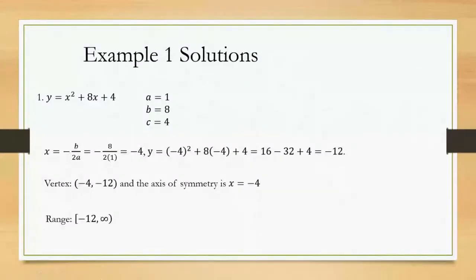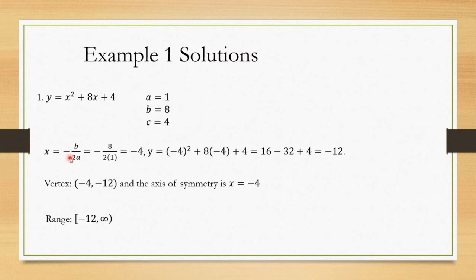So for the first one, we have y equals x squared plus 8x plus 4. Okay, so we have here a is 1, b is 8, and c is 4. Okay, so what do we do next? Well, just like we've been doing, we have to get the vertex first.